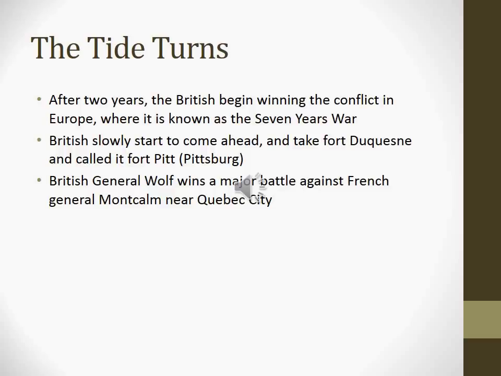After 2 years of fighting along the underdeveloped Ohio River Valley, the British finally start to pull ahead. The European theater of the French and Indian War was known as the 7 Years' War, and in this theater is where the British first start to see an advantage.